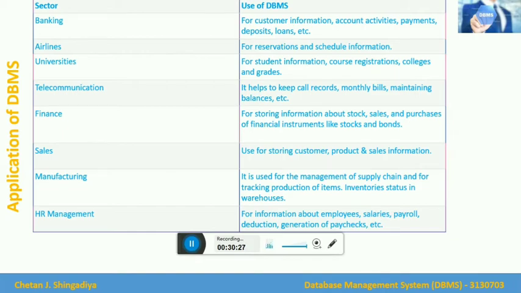So these are the many sectors in which the DBMS system is used for various purposes. According to the application we are going to use this DBMS system, for example, whether it is manufacturing, sales, finance, or HR management. For HR management, it will be used for information about the employees, salaries and payroll system, the generation of paychecks, and so on. So these are the sectors in which the DBMS system is used, nothing but the applications of DBMS.